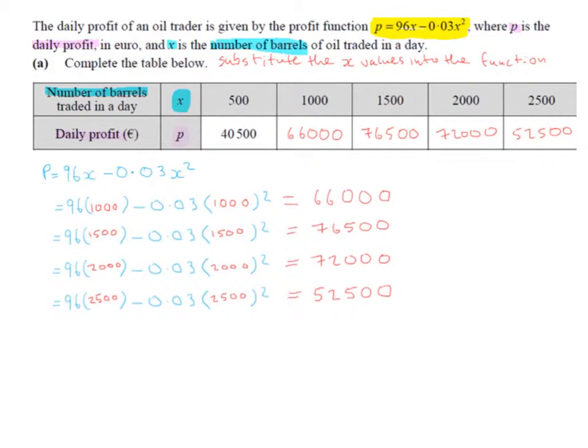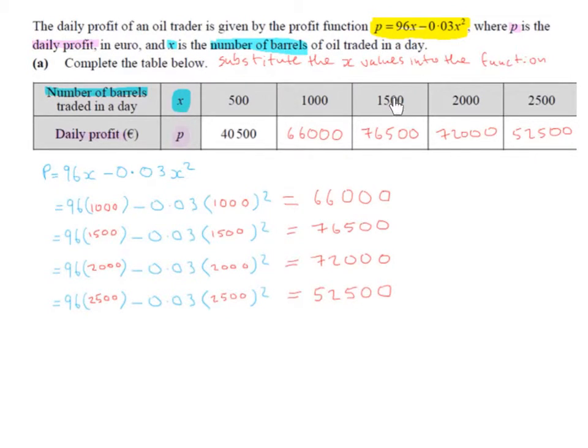So our function is P equals 96x minus 0.03x squared. And we can either use the table function on our calculator, or we can substitute in place of the x values individually. So I've done that down here. I'm starting off with 1,000 for my x value, and I'm swapping both of those x's for 1,000 with brackets around it. Very important that we've brackets around it. So I get 96 times 1,000 minus 0.03 times 1,000 squared, and that gives me 66,000. So that's going to be my first P value there.